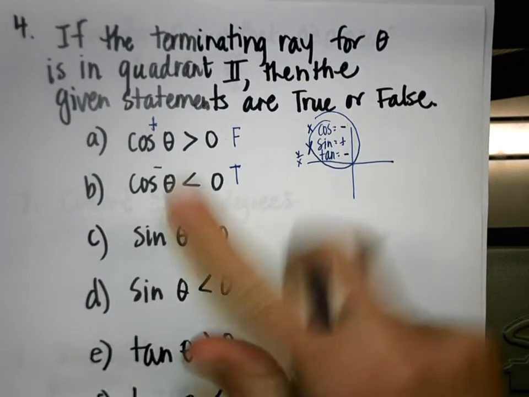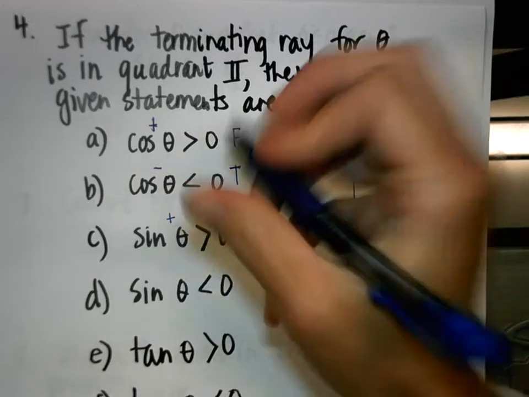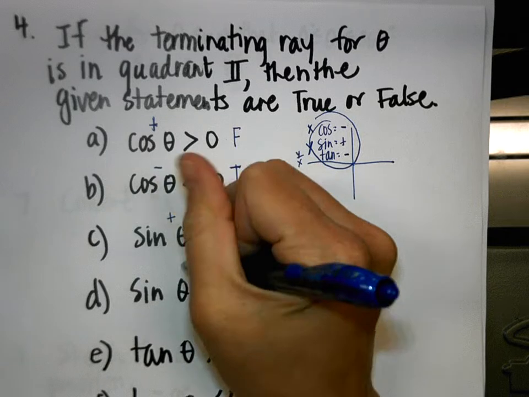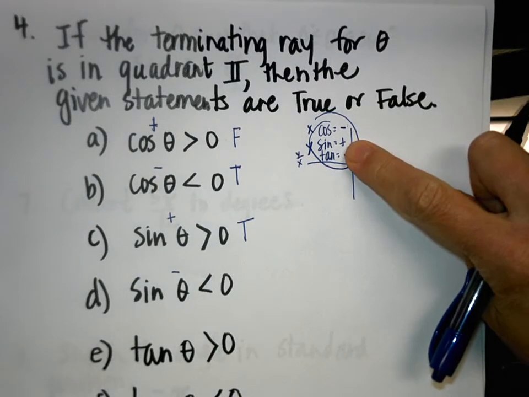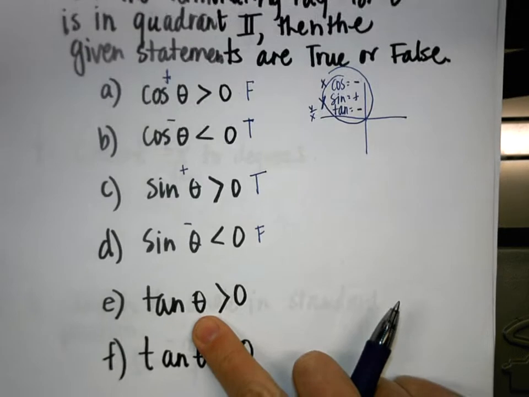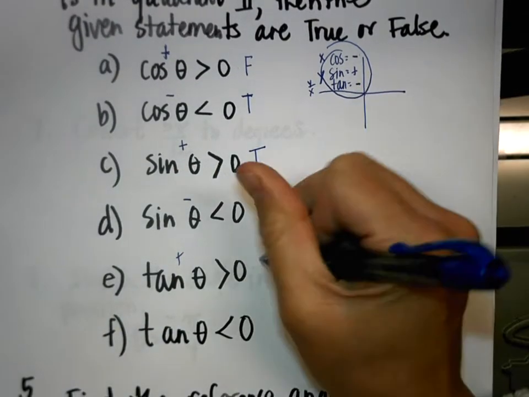Sine is greater than 0, so that means sine is positive. Is sine positive in quadrant 2? Yes, that is true. Here, sine of theta is less than 0, which means it's negative. Is sine negative? Nope, it's false. Here, tangent is greater than 0, which means that it would be positive. Is tangent positive? Nope. So therefore, that's false.